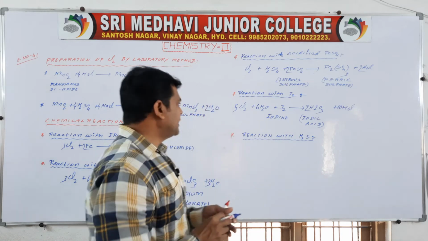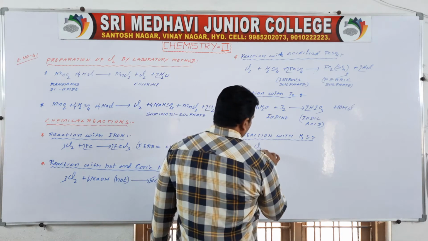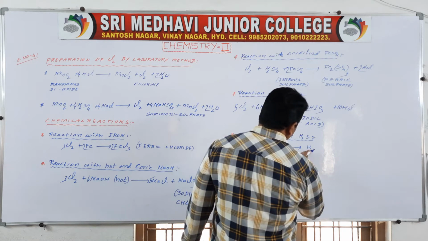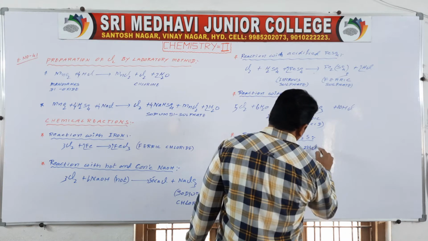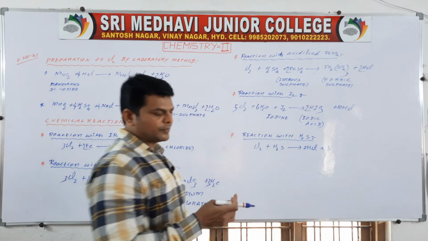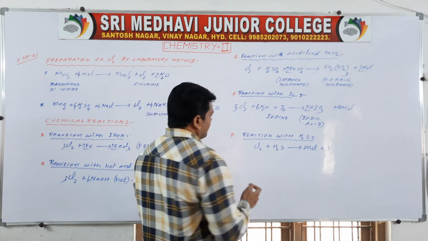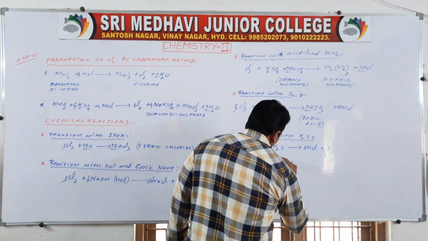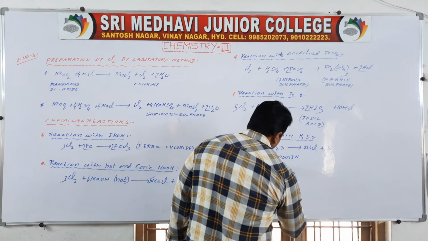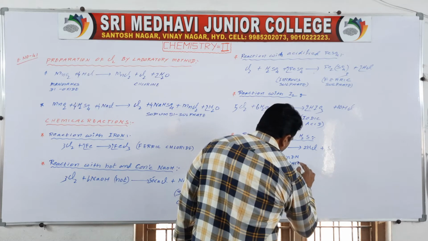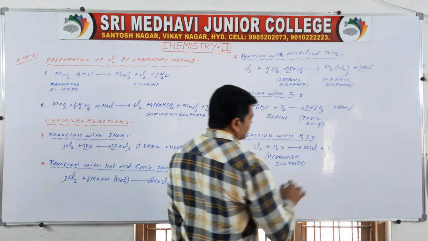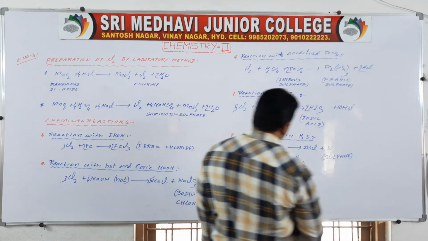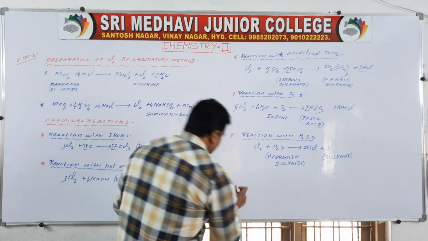Okay, see here, Cl2 reacts with H2S. It is a very easy reaction and gives rise to 2HCl plus S. Chlorine reacts with hydrogen sulfide, and hydrogen sulfide is converted to sulfur. Okay, next.